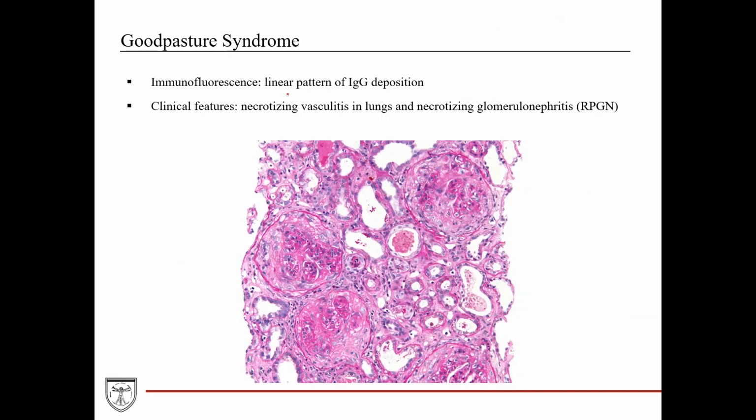Now, just to briefly talk about the kidney aspect of Goodpasture's, here's some histology. This is a section from a kidney of a patient with Goodpasture's, and it's a PAS stain.